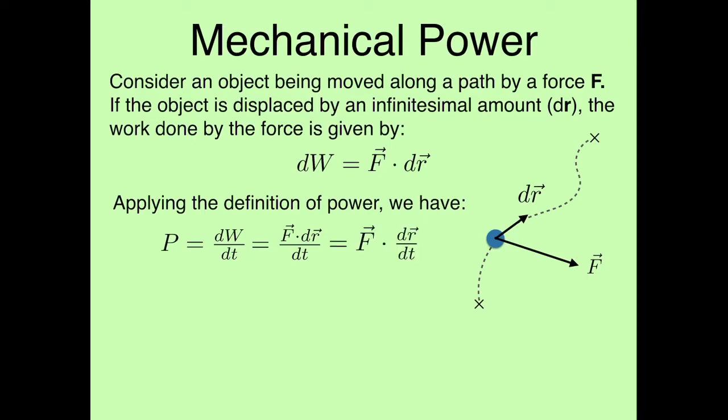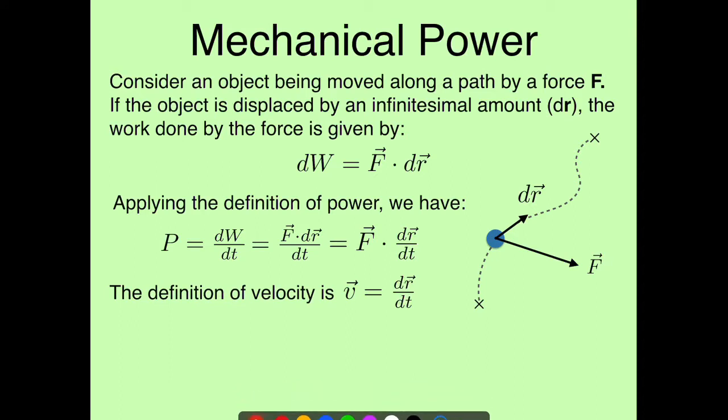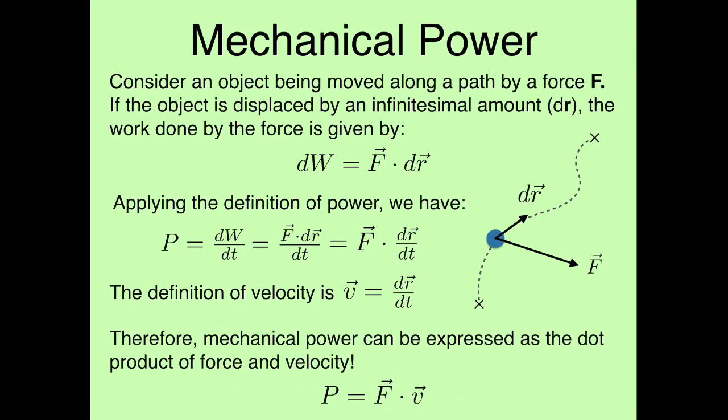Let's write this in a slightly different way. Let's just move the F out to the front. So we have F dot dr/dt. Now you should recognize this term right here. This is the derivative of position with respect to time, dr/dt. Do you remember what the derivative of position with respect to time is? It's velocity. Velocity is what we define as dr/dt. So in other words, the mechanical power can be thought of as the dot product of force with velocity. So you take the force, dot it with your velocity, and that is mechanical power. That's how it's calculated.